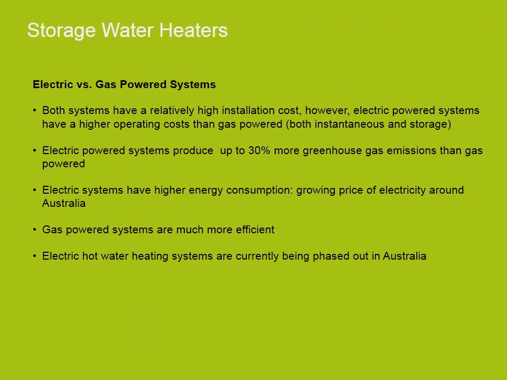When comparing gas and electric-powered systems, both have a relatively high installation cost. However, electric-powered systems have a higher operating cost. This will only increase in coming years as electricity prices in Australia continue to rise. The higher operating cost is attributed to electric's higher energy consumption needs. Therefore, gas-powered systems are much more efficient than electric systems. Electric-powered systems can also produce up to 30% more greenhouse gas emissions than gas-powered installations. In many parts of Australia, electric hot water heating systems are in the process of being phased out.